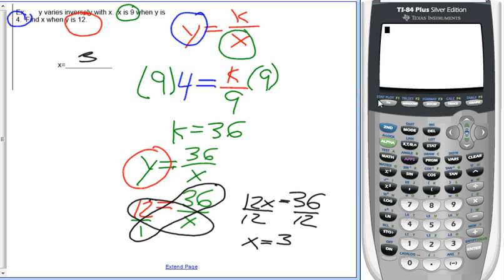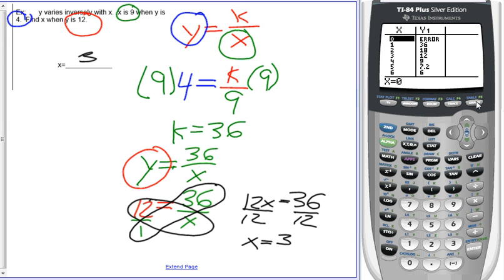My other option here is to put it in my calculator, and I can say, okay, y equals 36 divided by x, go to my table, so second graph for table, and look for where y is 12. So I'm going to go down and try to see, oh, right here. Here's y is 12, and you can see when y is 12, x is 3. So that's another alternative.